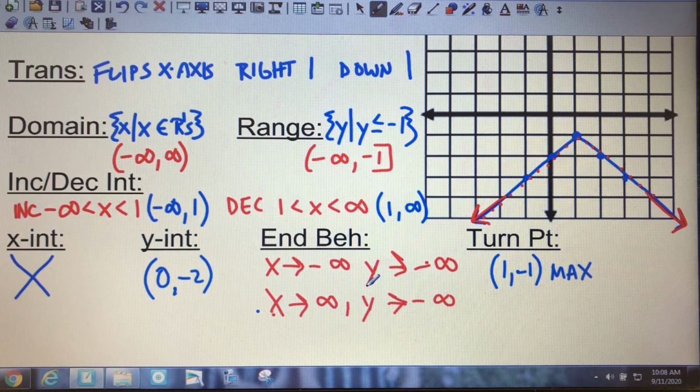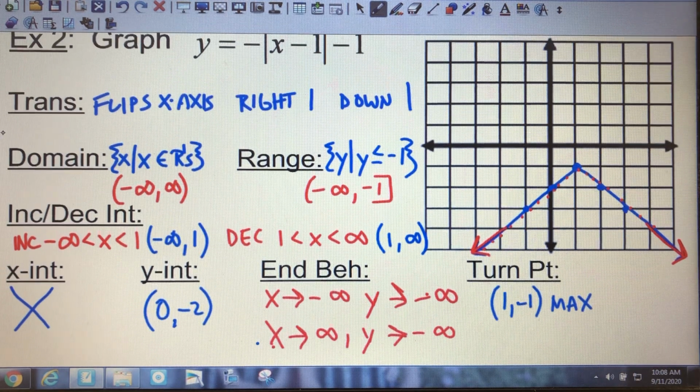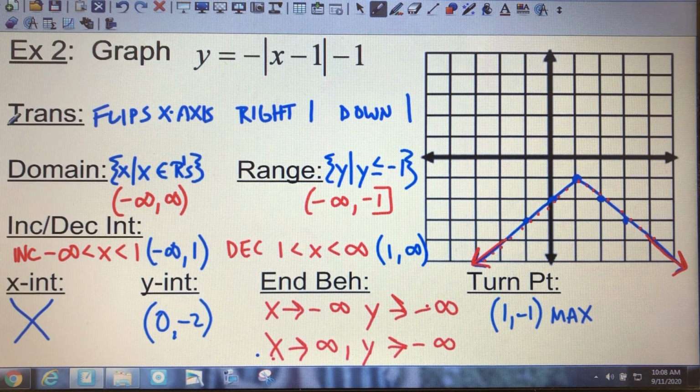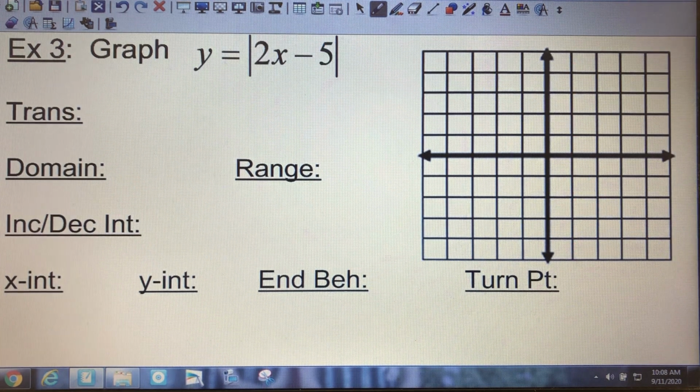Okay? Now, just one other thing before we move on from this one. That axis of symmetry, that's what goes right down the middle. So that's X equals 1 in this case. Okay? That kind of comes from your right 1 movement. That's why you set that inside equals 0. Direction of opening would be down in this case.